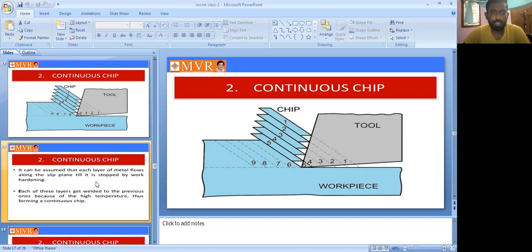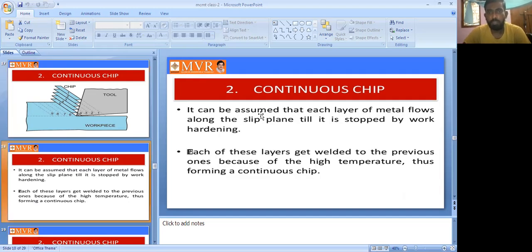Next, it can be assumed that each layer of the metal flows along the slip plane until it is stopped by work hardening. You can assume this for the continuous chip.